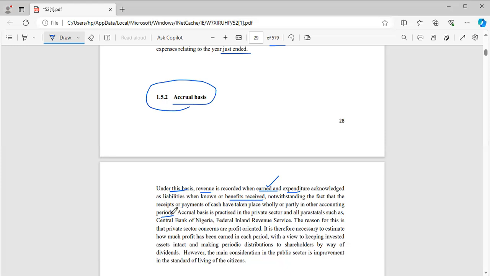So you are attending my class and maybe you have not paid. Automatically, because you are attending my class, I recognize revenue, whether you have paid me or not, because for you to attend my class, it means you're going to pay me. So revenue is recorded when earned, meaning that once we have started doing the activity that entitles us to receive the money, we record it as received.